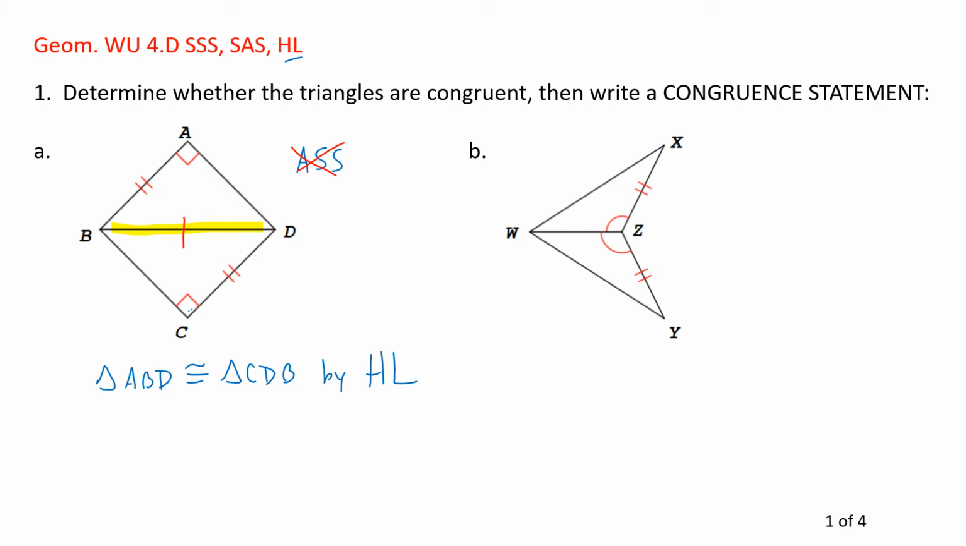How about this next one? I'm definitely not going to use hypotenuse leg, but I do have a similar situation here where I have a side that is congruent to itself. So it looks like what I have is side, angle, side. Is side, angle, side a valid method? It is.